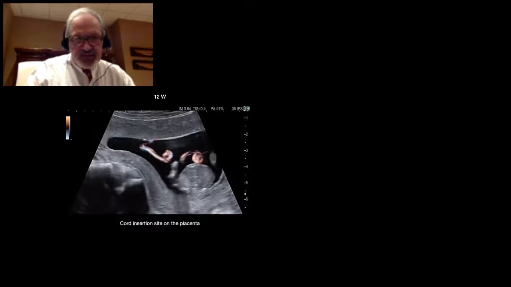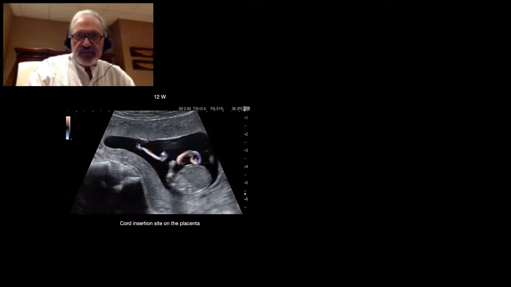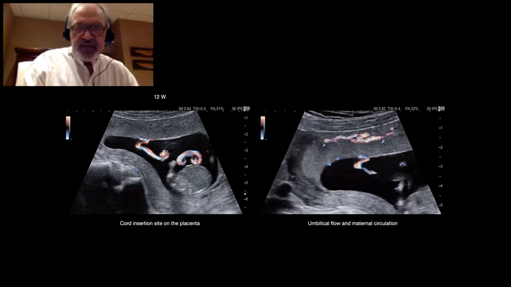We can also easily identify the place of cord insertion, and here we have cord insertion and maternal vessels at the basal plate.